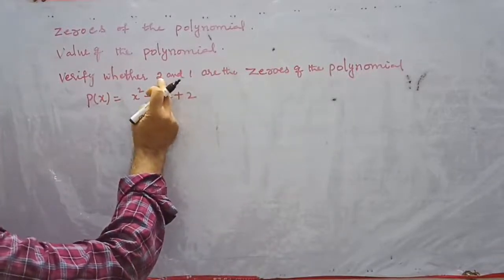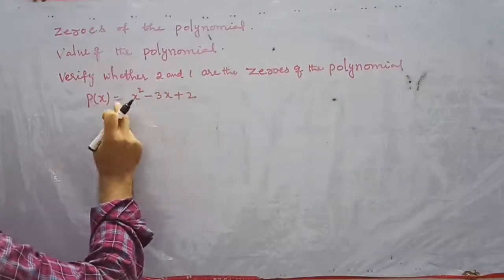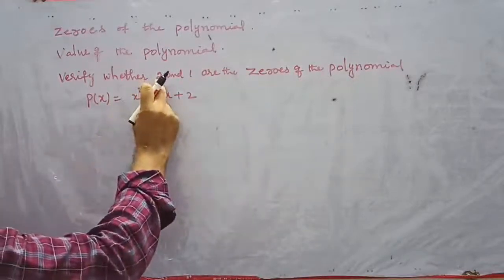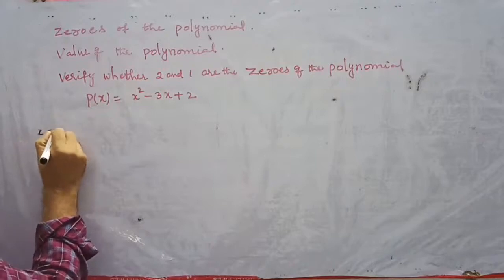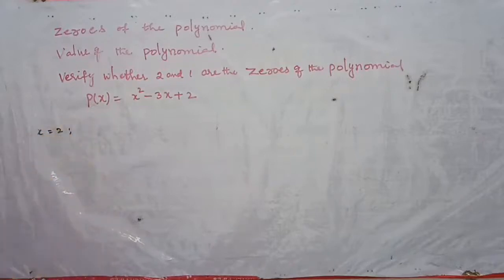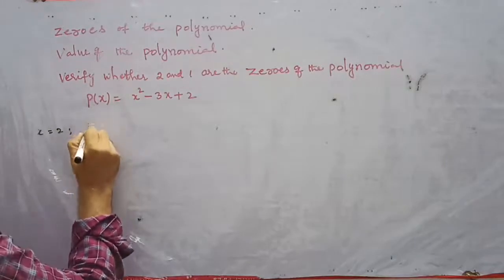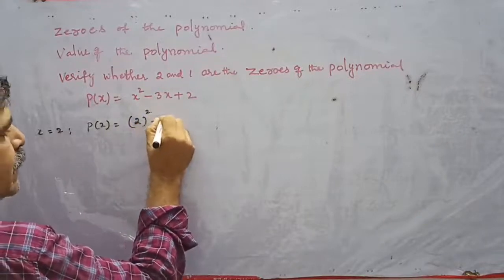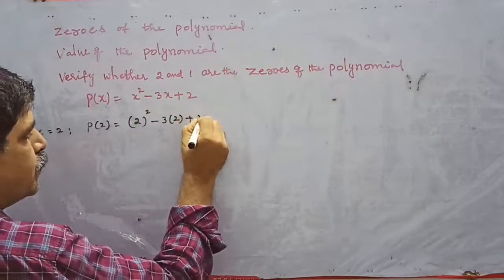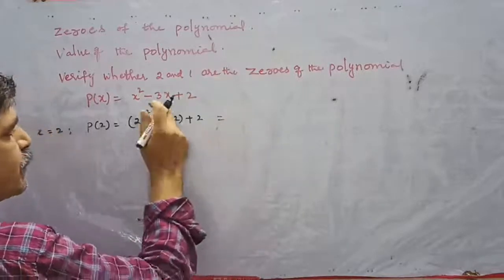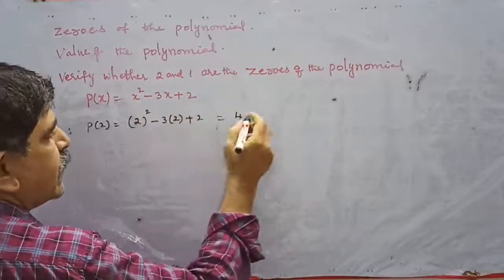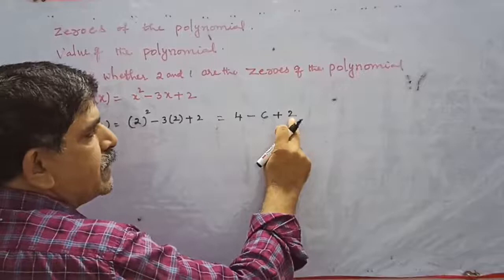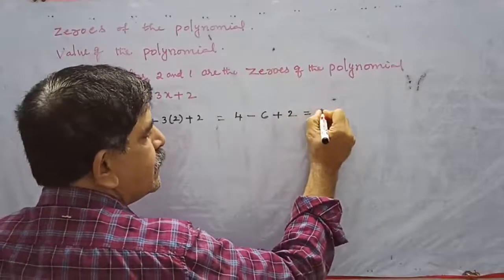So whenever you substitute these two values in the given polynomial, if you get 0, then these are the zeros of the polynomial. Now first one, x is equal to 2. So p of 2 is equal to 2 whole square minus 3 into 2 plus 2. That is 2 square is 4, 3 2s are 6, that is minus 6 plus 2. 4 plus 2 is 6, 6 minus 6 is equal to 0.